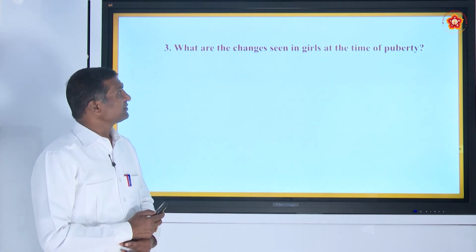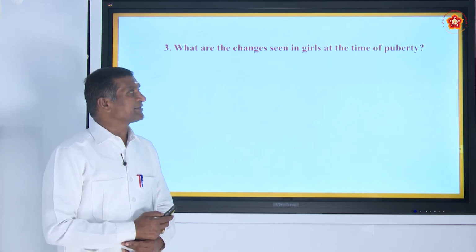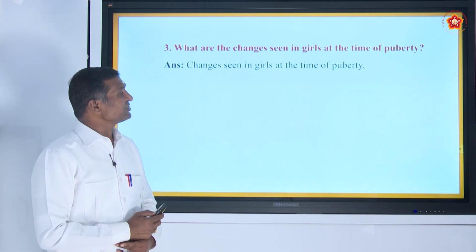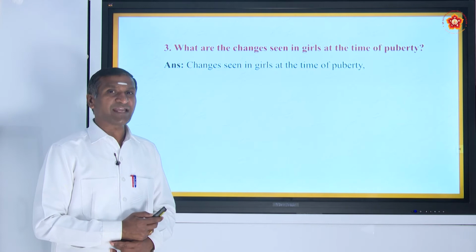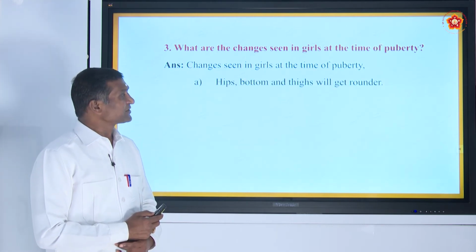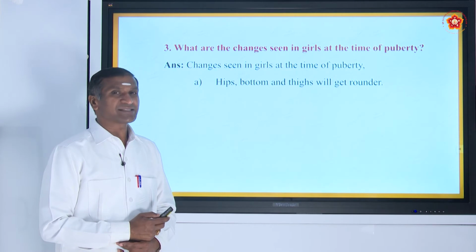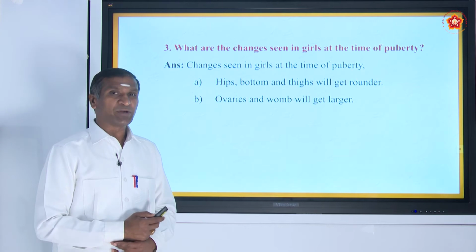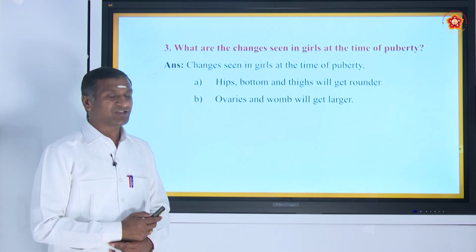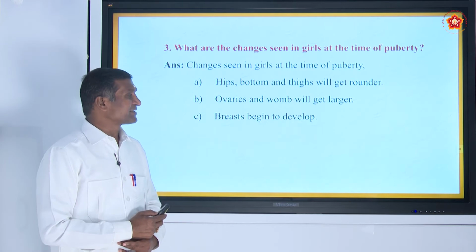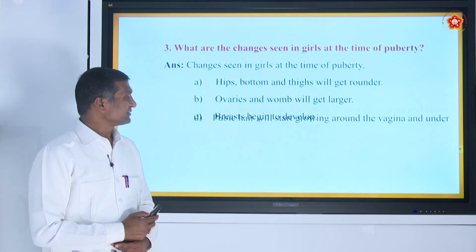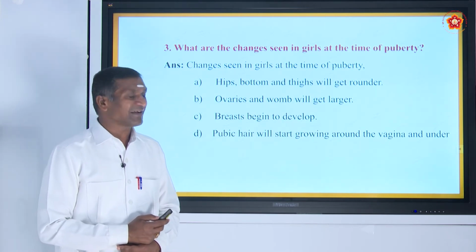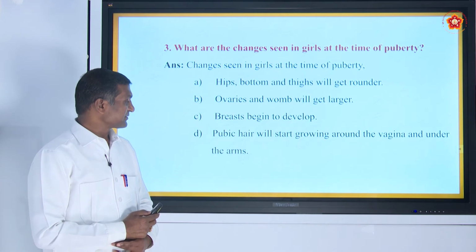The third question, what are the changes seen in girls at the time of puberty? Changes seen in girls at the time of puberty: hips, bottom and thighs will get rounder. Ovaries and womb will get ready and also larger. Breasts begin to develop. Pubic hair will start growing around the vagina and under the arms.